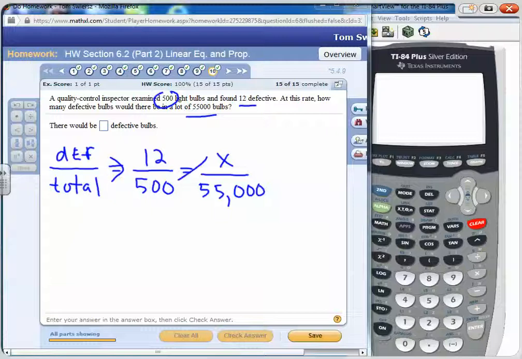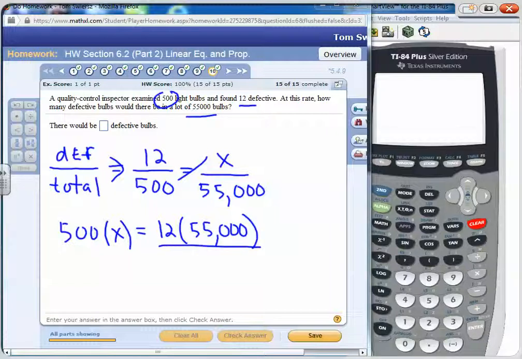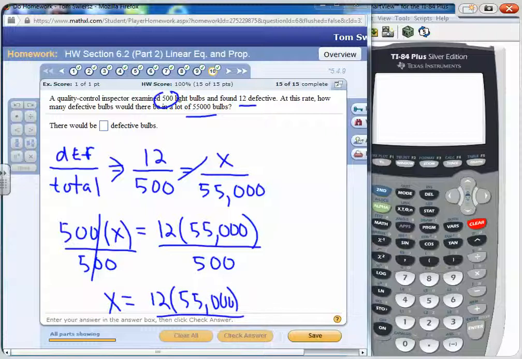The cross products are equal. 500 times X is equal to 12 times 55,000. Divide by 500. These cancel, or 500 divided by 500 is 1. 1 times X is X. So then X is what we have right here, 12 times 55,000 divided by 500.